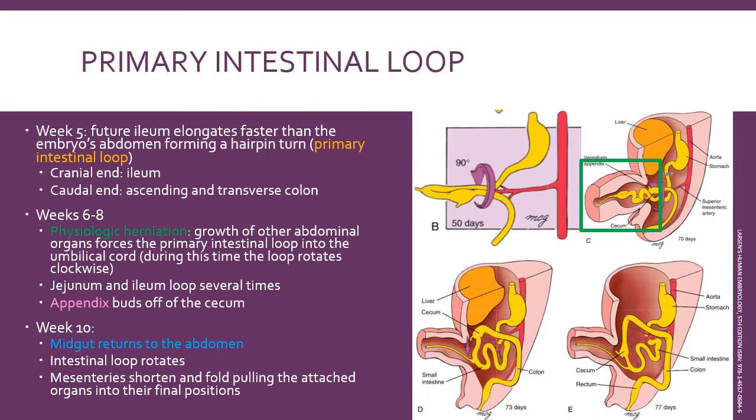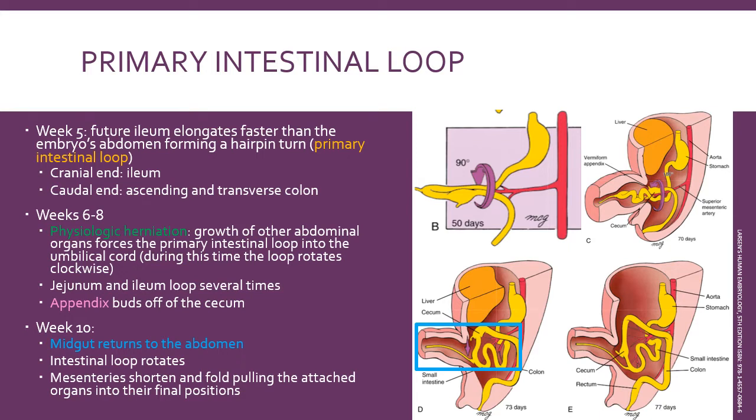Additionally, at that time, you get the appendix budding off of the cecum. And that's probably all we're going to say about the appendix because it doesn't do very much and you can definitely live without it. Now, by week 10, the midgut should be back inside the abdomen. But I will say it isn't always. Sometimes on an ultrasound at 11 or 12 weeks, you'll see what appears to be the gut on the outside of the baby's body, which is in reality a physiologic herniation that hasn't made it back in yet.